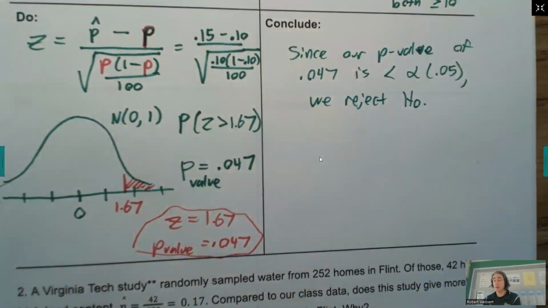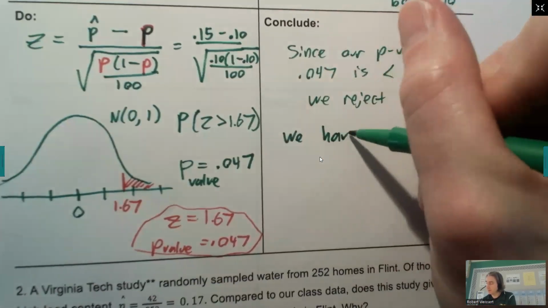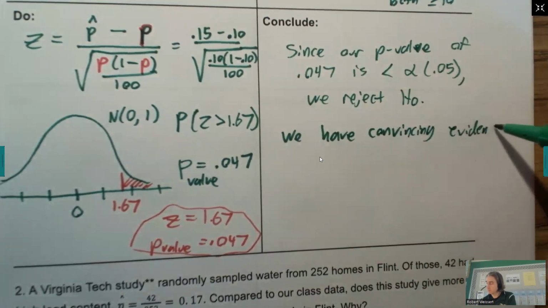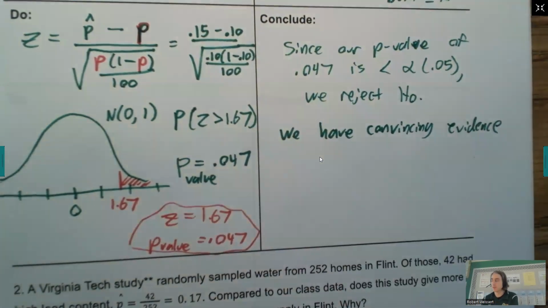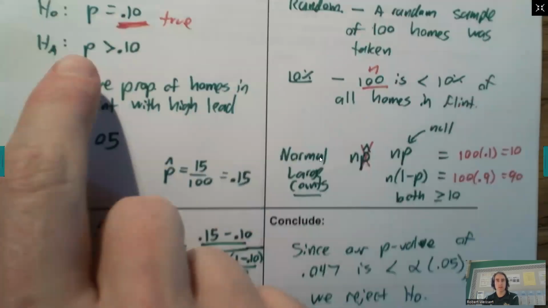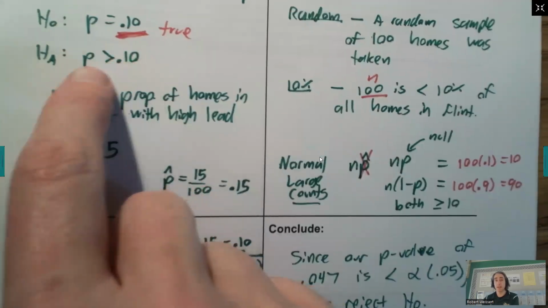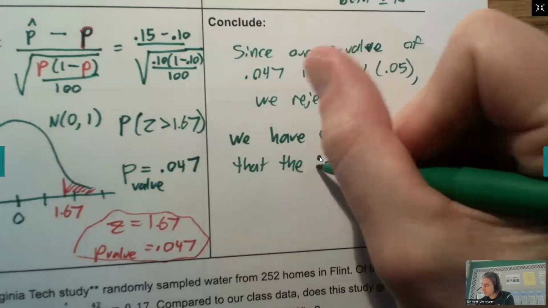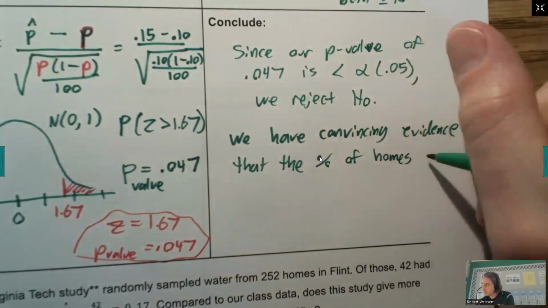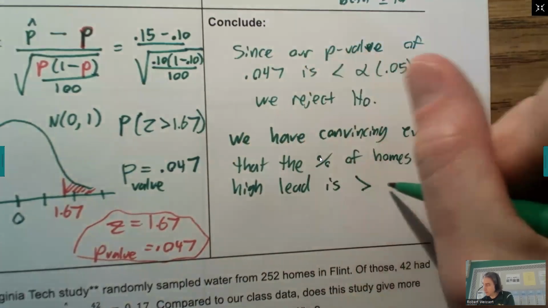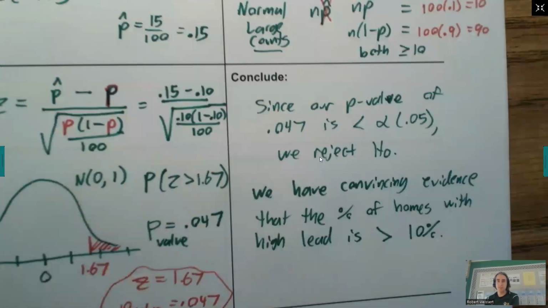Once we reject the null, we can say we have convincing evidence to conclude the alternative is true. So we say we have convincing evidence, or you could say statistically significant evidence, that, well, what is the alternative? That the percent of homes in Flint that have high lead level content is greater than 10%. So we say we have convincing evidence that the percent of homes with high lead is greater than 10%. That's how you do a state, plan, do, conclude.